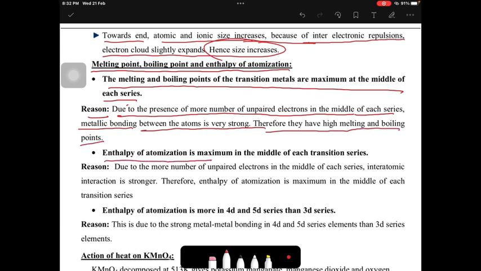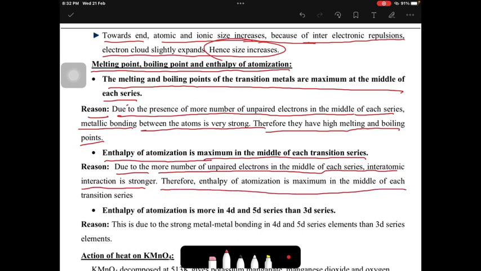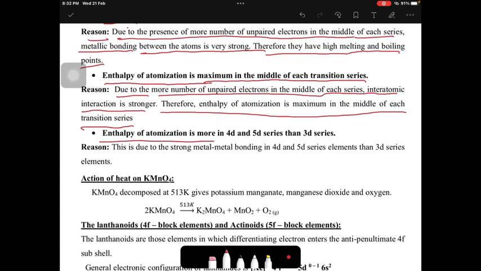Enthalpy of atomization is maximum in the middle of each transition series due to the more number of unpaired electrons in the middle of each series, so interatomic interaction is stronger. Therefore, enthalpy of atomization is maximum in the middle of each transition series. Enthalpy of atomization is more in 4d and 5d series than 3d. Reason: this is due to the stronger metal-metal bonds in 4d and 5d series elements than in 3d series elements.